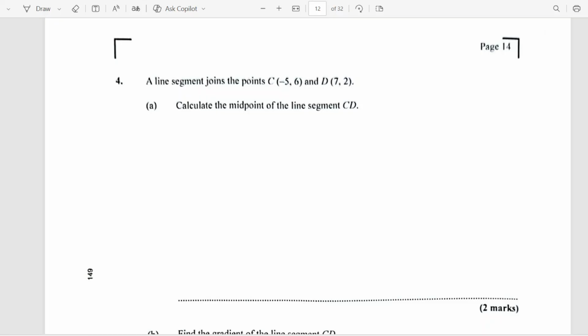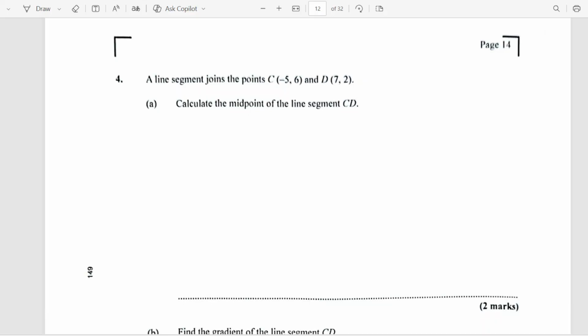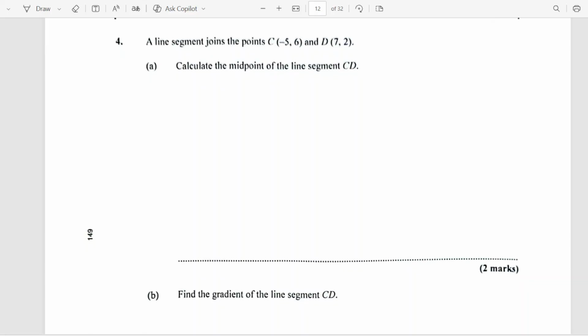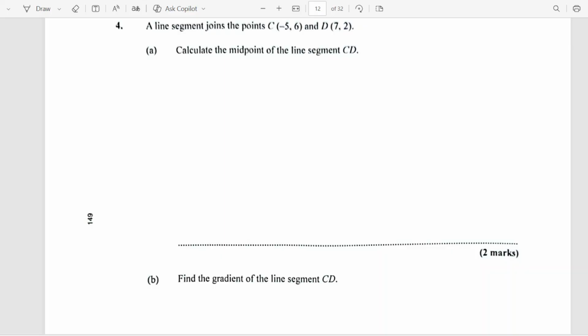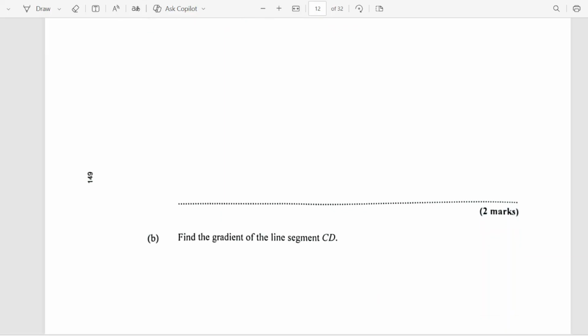Right, so question for January 2025. They give us a line segment that joins two points here, C and D. They ask to calculate the midpoint of the line segment CD. There's a formula for midpoint, which is x1 plus x2 over 2, y1 plus y2 over 2. Use that formula and get the midpoint. Then they ask to calculate the gradient. Remember, we have 2 points, name your points, use the gradient formula y2 minus y1 over x2 minus x1.